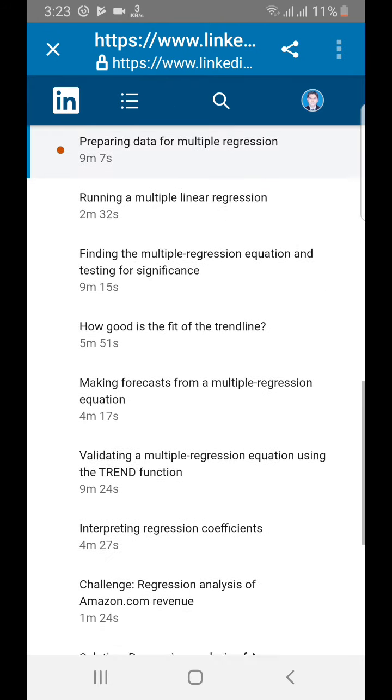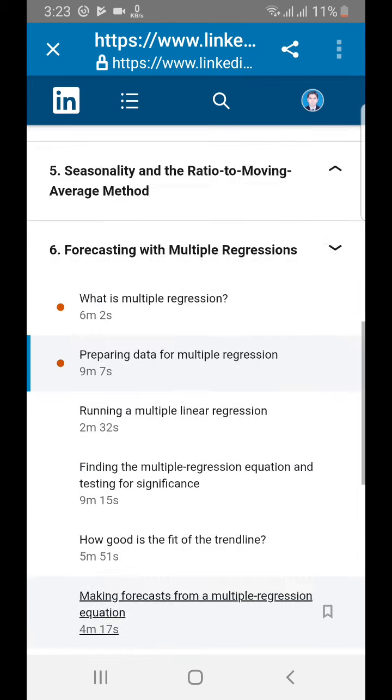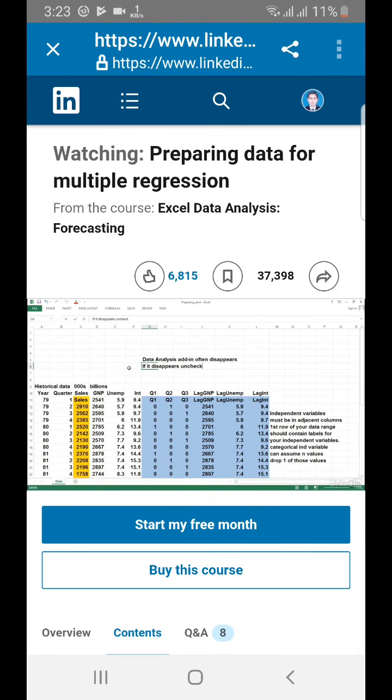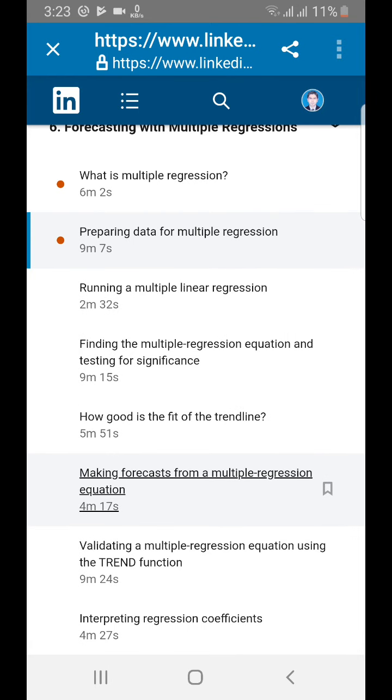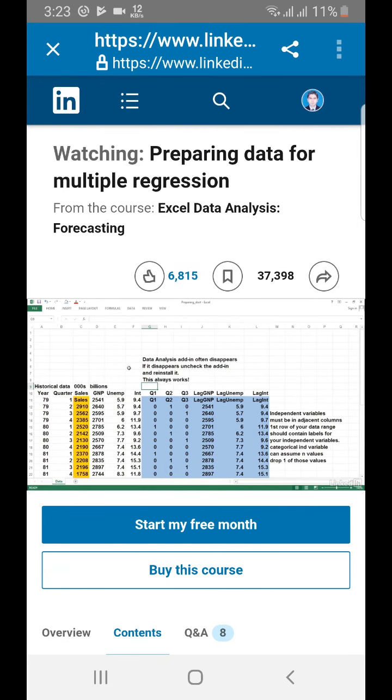So if it disappears, what do you do? Uncheck it, because it'll probably be checked because you didn't do anything to get rid of it. Uncheck the add-in and reinstall it. This always works, and don't ask me why, because I have no clue. But it's never failed me, but often on my machine, the data analysis add-in will disappear.